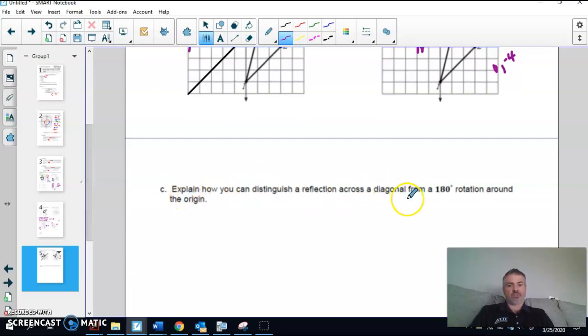Explain how you can distinguish reflection across rotation. Well, that's just what I talked about. You're going to look for that reverse orientation. If there is a reverse orientation, reflection. If there is no reverse orientation, that means it's going to be a rotation.